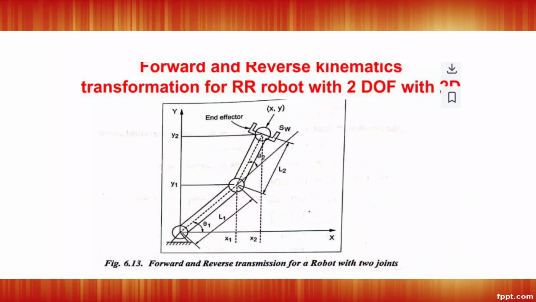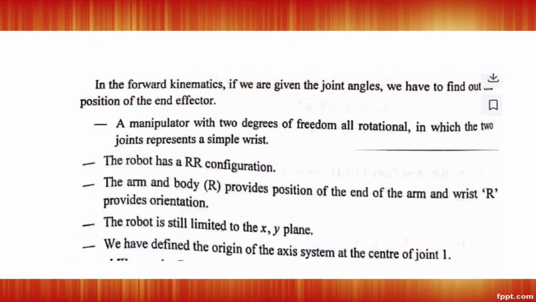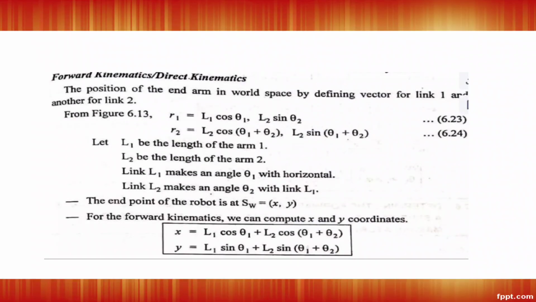Let L1 be the length of the first link, L2 be the length of the second link, and the end effector is attached on the end of L2. Let theta 1 be the angle of the first link with respect to the reference x axis, and theta 2 be the angle of the second link with respect to the first link. So the x axis is the reference axis. So the total angle of the second link with respect to the reference is theta 1 plus theta 2.